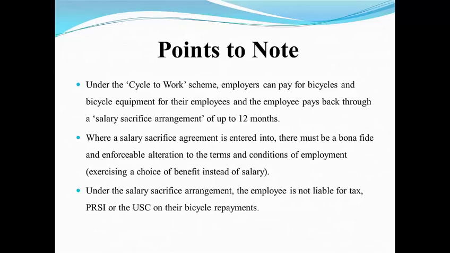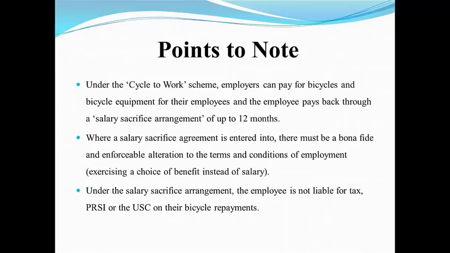Just a few points to note first. Under the cycle to work scheme, employers can pay for bicycles and bicycle equipment for their employees, and the employee pays it back through a salary sacrifice arrangement of up to 12 months. Where a salary sacrifice agreement is entered into, there must be a bona fide and enforceable alteration to the terms and conditions of employment, exercising a choice of benefit instead of salary. Under the salary sacrifice arrangement, the employee is not liable for tax, PRSI or USC on their bicycle repayments. There is a limit of €1,000 on the amount that can be spent. This includes bicycles, safety equipment and delivery charges. Where costs exceed this amount, a benefit in kind charge will apply to the balance.